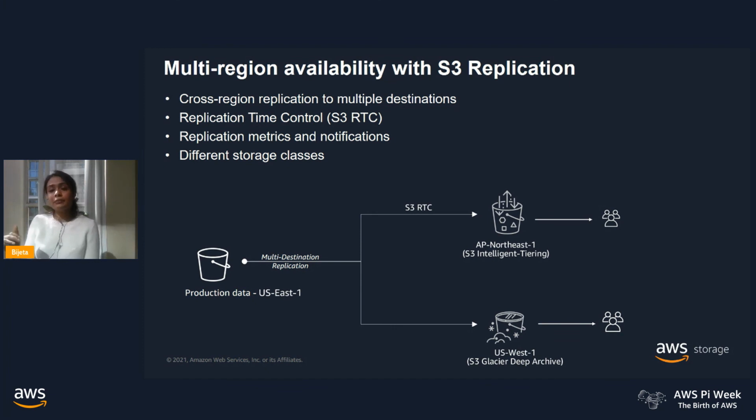So in this case, the customer has only enabled metrics and notifications for their cross-region replication traffic. This customer is also using different storage classes in their destinations as well as their primary to optimize on cost and performance.